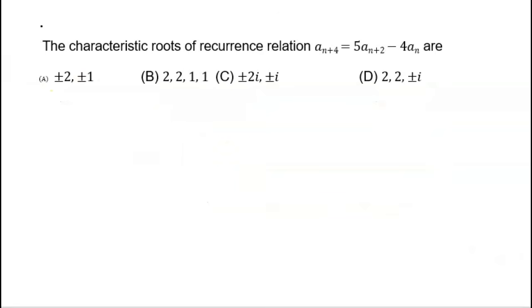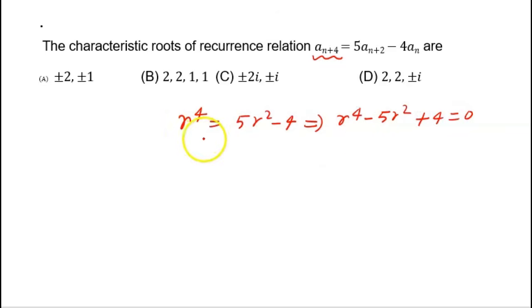Now the next question is the characteristic root of the recurrence relation R. So this is a direct question. I don't think you will find any challenge. So an plus 4 means I will write what? R to the power 4, the characteristic equation I am writing, and is equal to an plus 2. So I will write 5r square minus 4. How to write it? Again, for every problem, if you face any challenge, I would request you to watch my playlist, and if you already have a clear idea, then you can certainly continue.